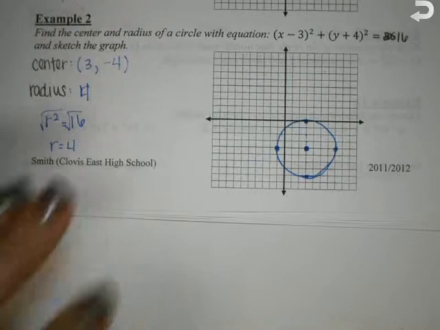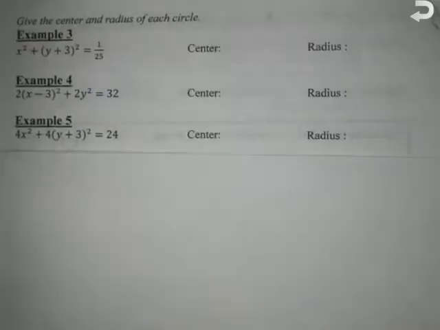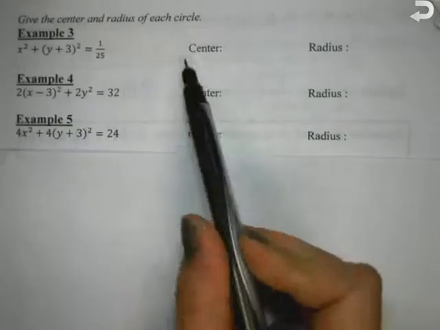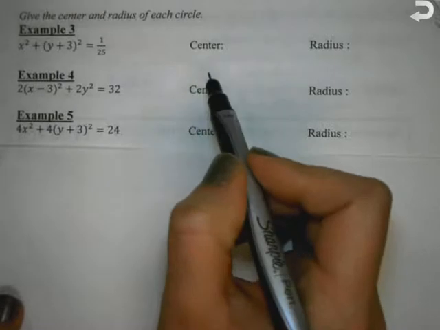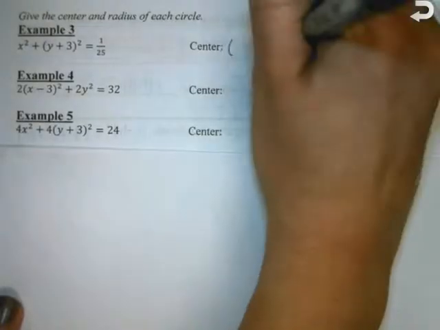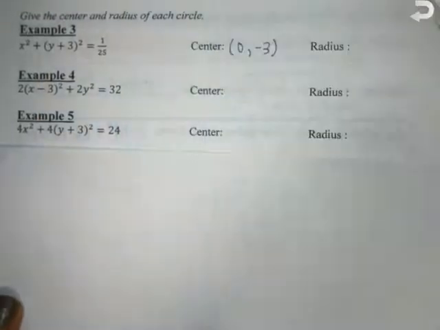So for examples 3, 4, and 5, I give you the equation. What I want you to do is just tell me what the center and the radius is. We don't have to sketch it this time. So let's do example 3 together. What would the center be? 0. The x-coordinate is 0, and the y-coordinate is? Negative 3. Okay, my r squared is 1 over 25.